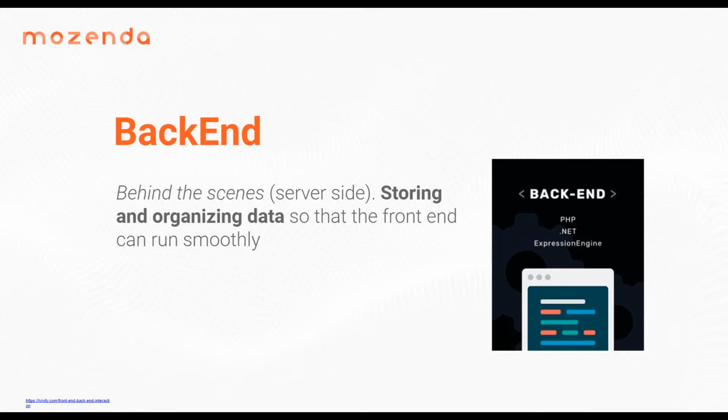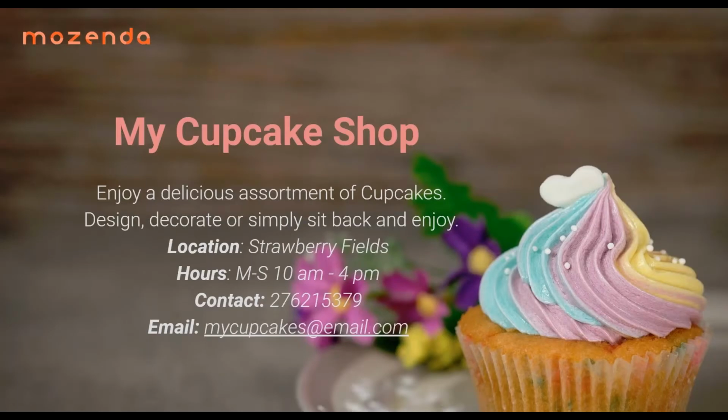We talked about the front end, and now we have the back end. This is the behind the scenes, like the server side or the database. This is where all the data is stored and organized so that the front end can run smoothly. I love this example of a cupcake shop.